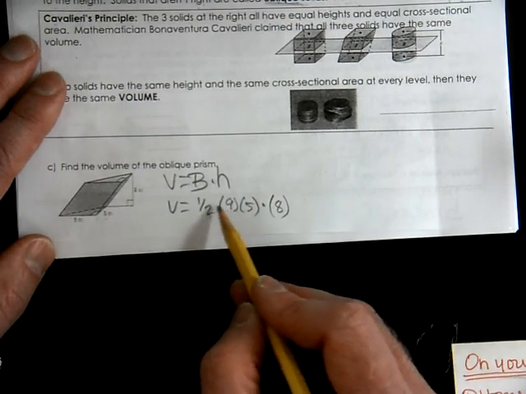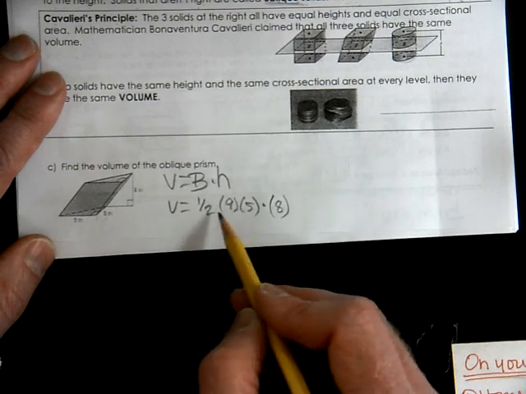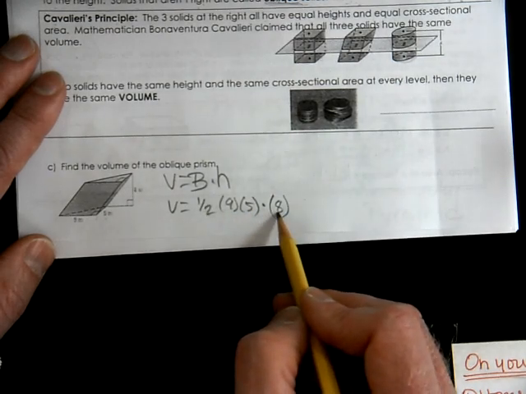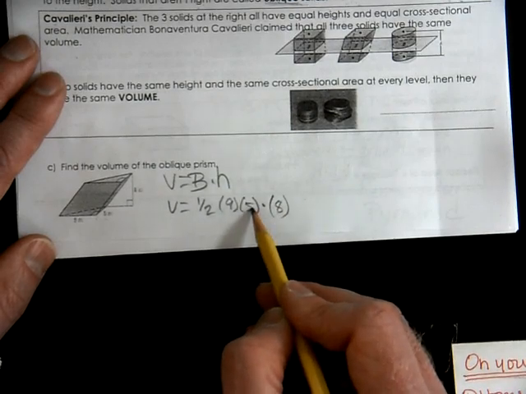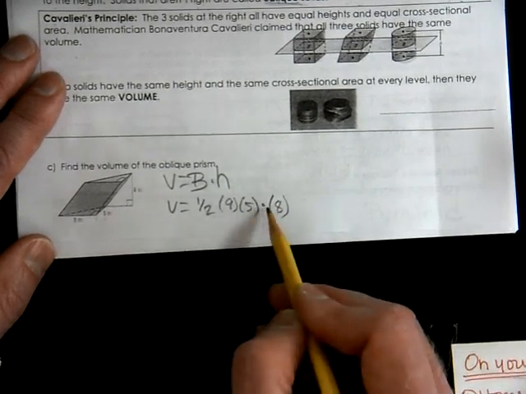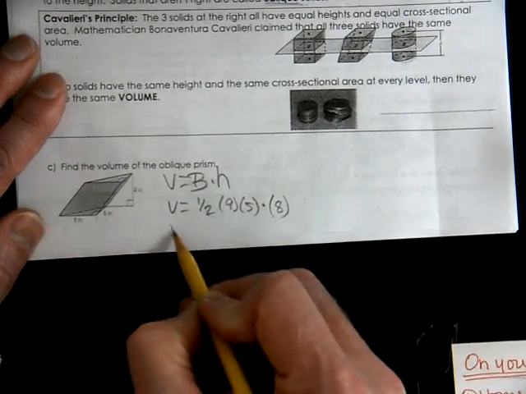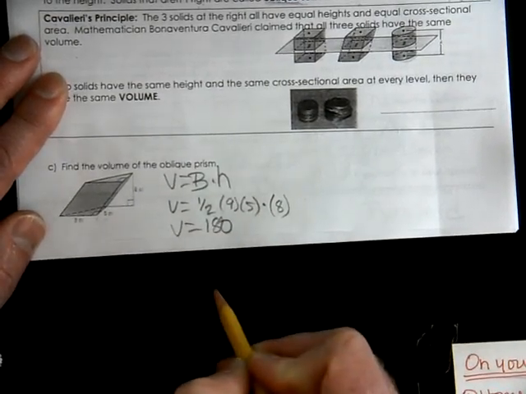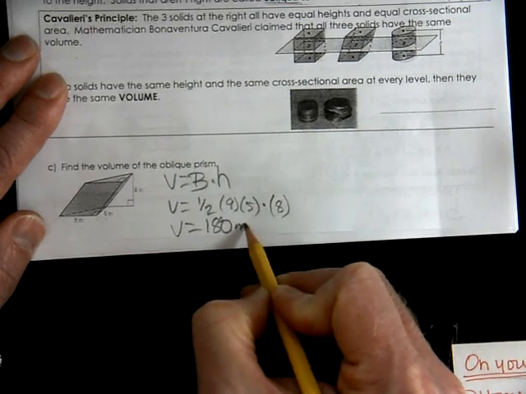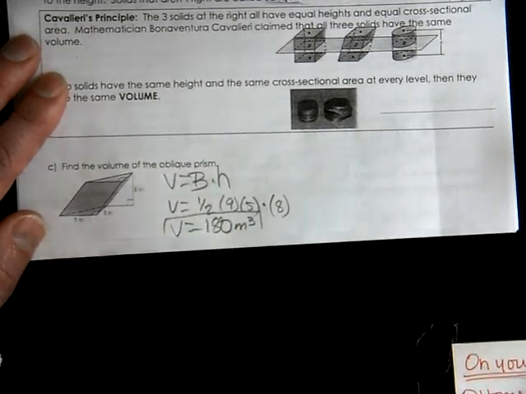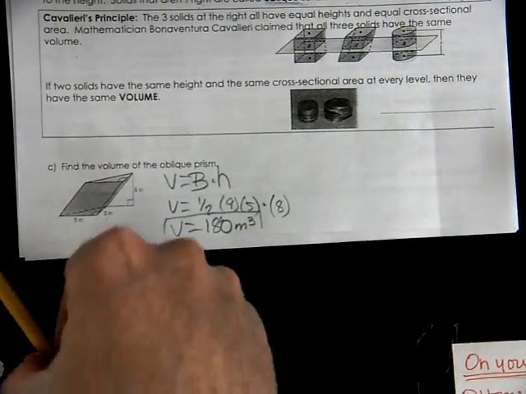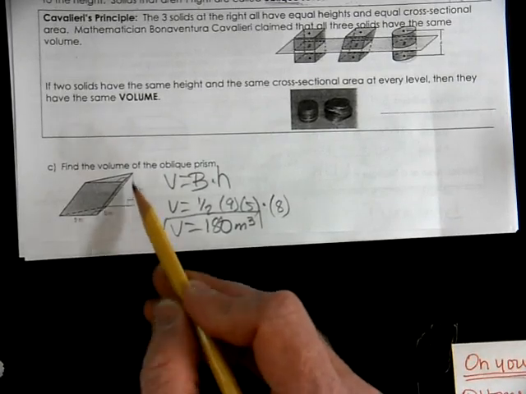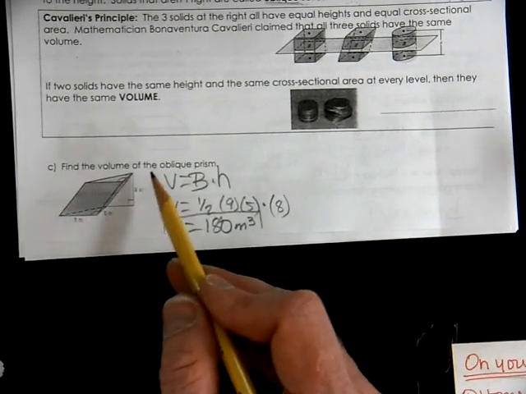So we can take half of the 9, we can take half of the 5, or we can take half of the 8. Your choice. Doesn't matter. We can multiply the 8 and the 5 together to get 40. Take half of that, which is 20. 20 times 9 is 180. 180 cubic meters. So the calculation is the same. You just need to know the perpendicular height if it's slanted over.